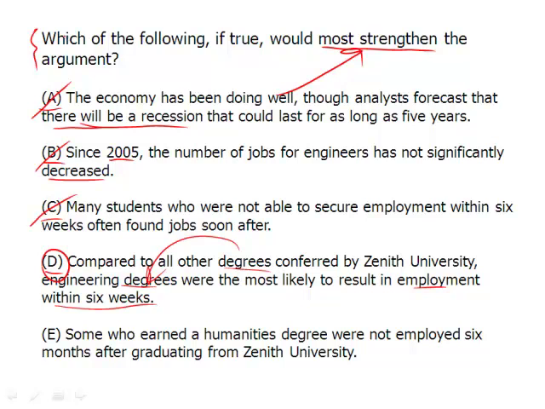Then there's E. Some who earned a humanities degree were not employed 6 months after graduating from ZU. You can see this is a humanities degree. We don't care for this paragraph. And again, the answer is D.